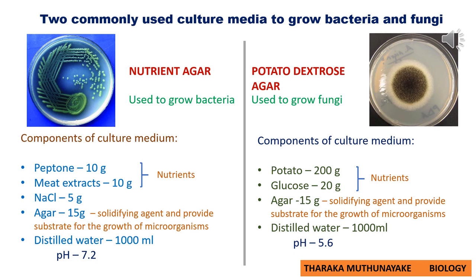Then if you consider potato dextrose agar medium, which is used to grow fungi, its components are potato, glucose. Those two act as nutrients. Then agar. Again, here it's a solidifying agent and provides substrate for the growth of microorganisms. That's the use of adding agar. Then final volume should be 1 liter. The pH value is 5.6. Here also pH value can be adjusted as we said earlier.